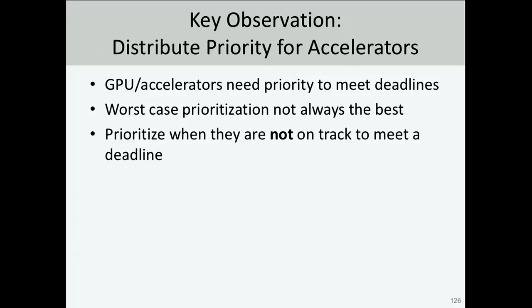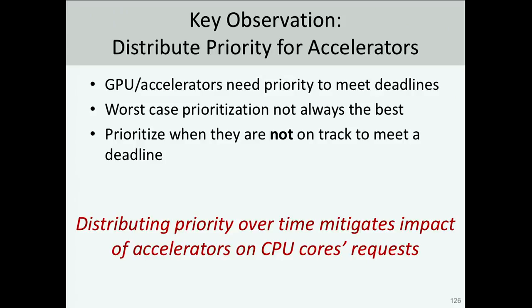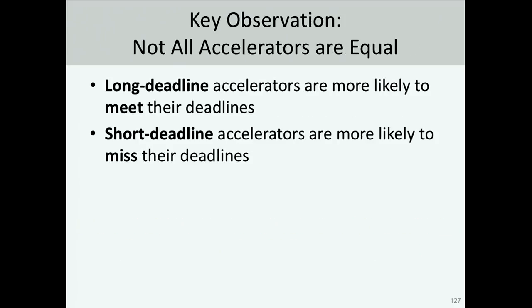Okay, so basically, you prioritize the accelerator not at the deadline, but before, when they're not on track to meet the deadline. So you distribute the priority over time. This mitigates the impact of accelerator on CPU cores requests. And how do you do that? You need to read the paper. Actually, the paper is not enough, because it really depends on the system that you're designing.